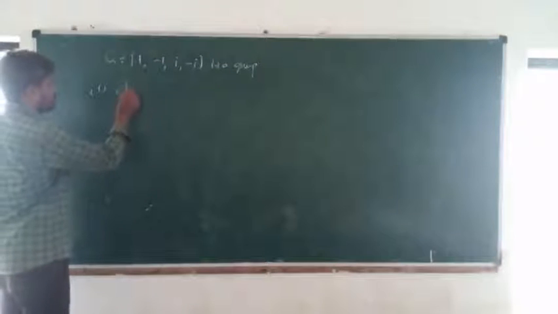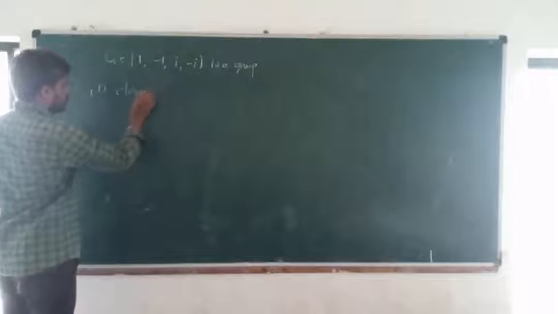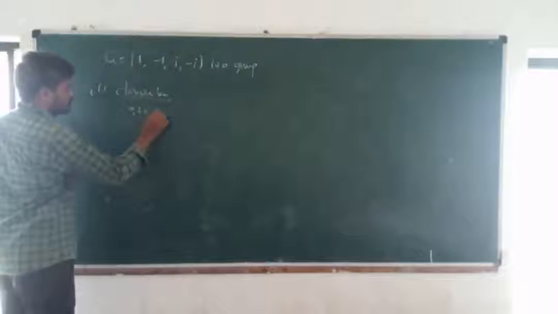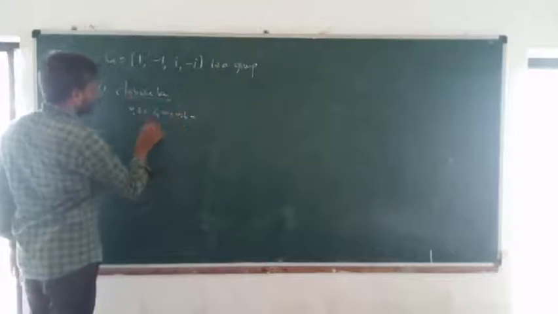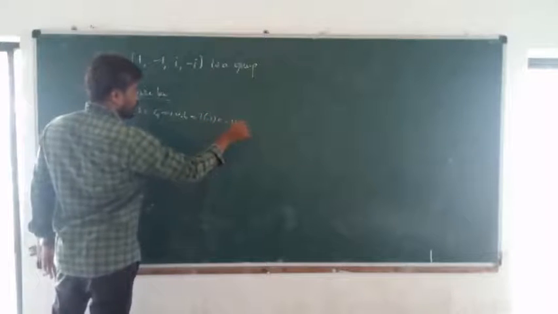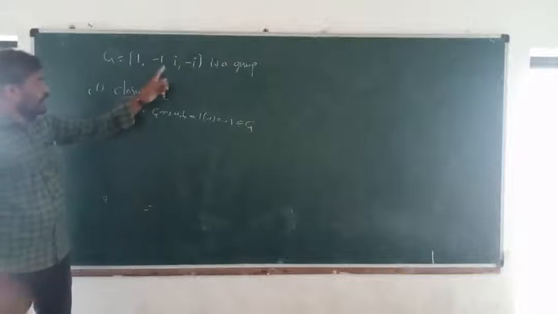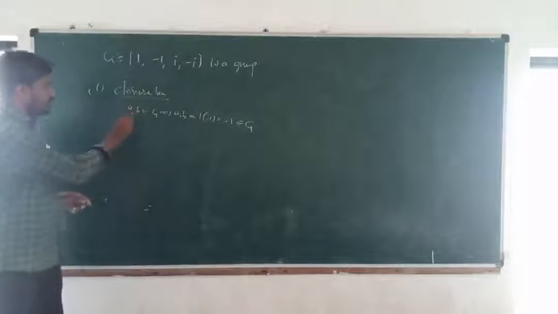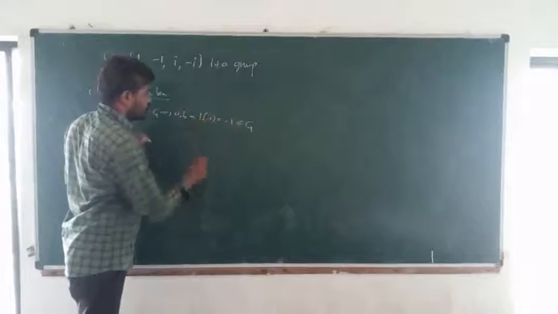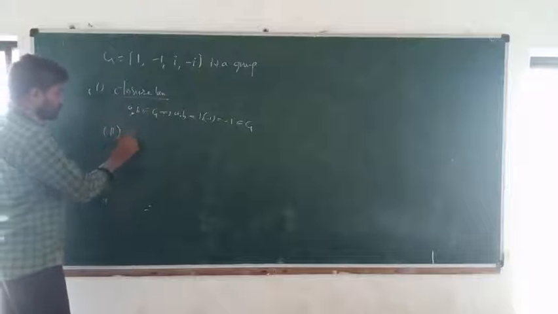First, the closure law. What is the closure law? If a, b belong to G, this implies a dot b belongs to G. For example, a dot b means 1 dot minus 1, which is minus 1, and it belongs to the set. Any value can be selected: a equal to i, b equal to minus i, no problem. You can do the dot, it is just multiplication. 1 dot minus 1 is minus 1, which belongs to G. So the closure law is satisfied.